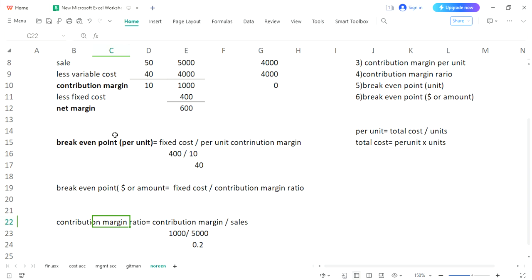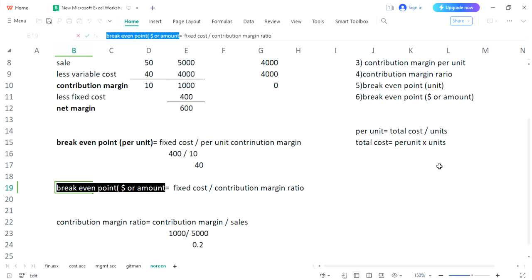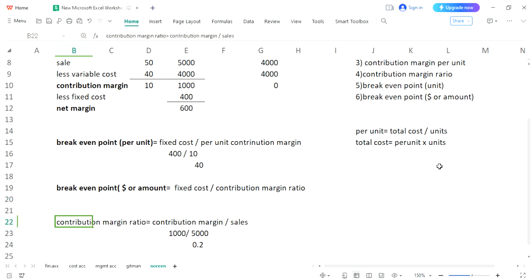Here we have already discussed break-even point per unit, and we were discussing break-even point but with the aspect of total amount. This was our heading which we were discussing. For that we needed fixed cost, and it was going to be divided by contribution margin. And since contribution margin was not discussed earlier, we have made its formula as well.